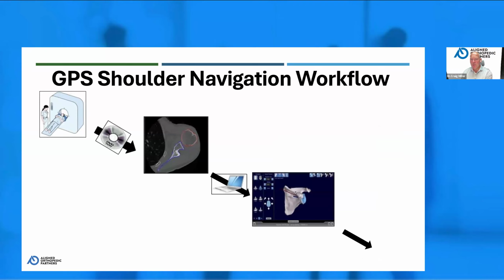I do what's called computer navigation. I use real-time navigation when I'm doing a shoulder replacement. What that requires is we get a CT scan of your shoulder beforehand. I use the 2D pictures of your shoulder on this screen here, and then we transform that into a 3D model of your shoulder on my computer. And then we can plan your surgery on the computer.